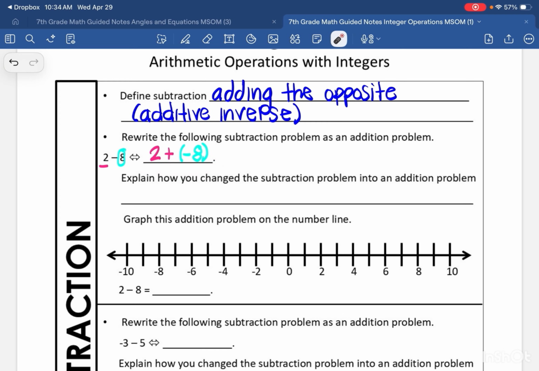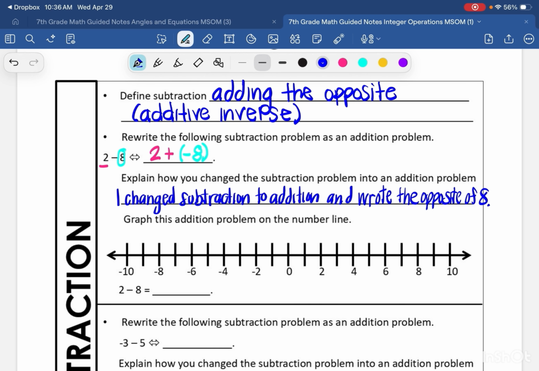Explain how you change the subtraction problem into an addition problem. Well, I changed the subtract sign into an addition sign, and I wrote the opposite of 8, or the additive inverse of 8, which is -8. Graph this addition problem on the number line. 2 minus 8, or 2 plus a -8. So we have 2, and we are joining that with a -8. 1, 2, 3, 4, 5, 6, 7, 8. 2 minus 8, or 2 plus -8, is -6.